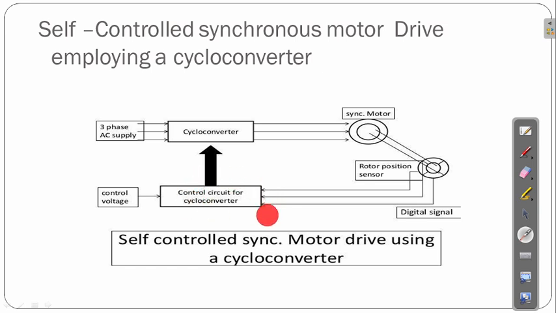This control circuit is controlled by the external control voltage. How much frequency we have to change in that particular converter, we give here in that controller. So again it goes to the cycloconverter. In this way we can increase or decrease the frequency of the synchronous motor employing the cycloconverter.